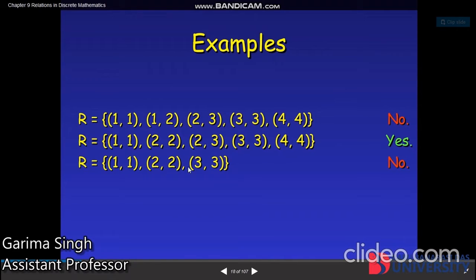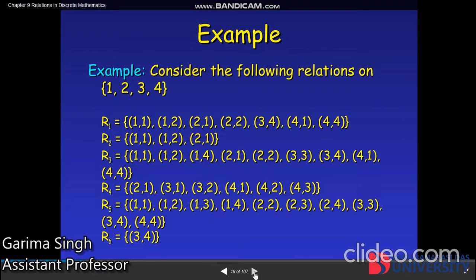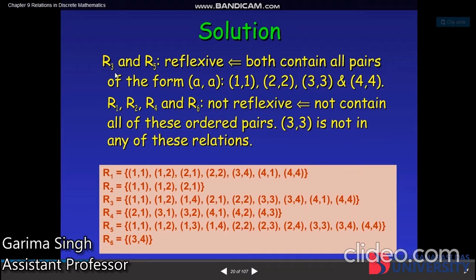And why not this? Because it has (1,1), (2,2), (3,3), but it doesn't contain (4,4). That is why it is the wrong answer. Now, if this is clear, you can find the correct sets. We have 4 elements, so you have to find all the sets where (1,1), (2,2), (3,3), (4,4) are all present. If we consider this, we'll get only 2 sets, and those sets are R3 and R5. That is why they are called reflexive relations, and all the other relations are called non-reflexive relations.